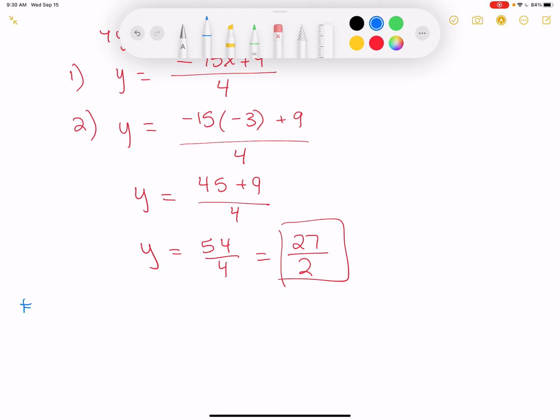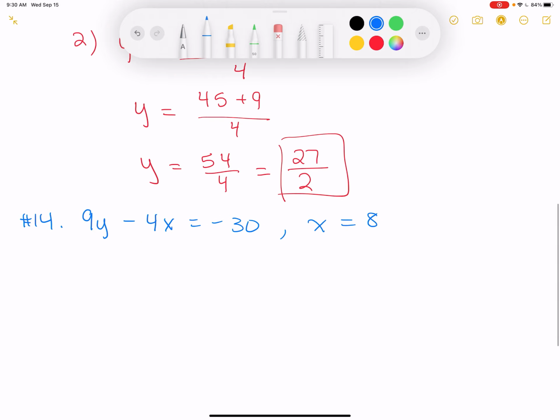All right, number 14. Same instructions. 9y minus 4x equals negative 30, x equal to 8. So get y by itself. How do I do that? Add 4x. So 9y is equal to 4x minus 30. And then? Divide by 9. Y equals 4x minus 30 over 9.